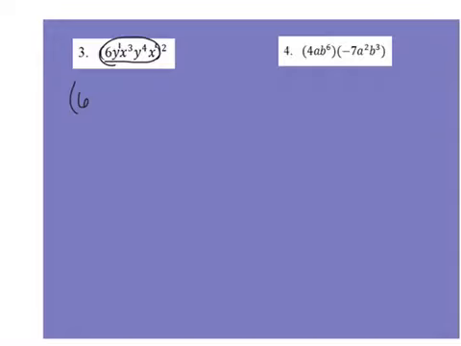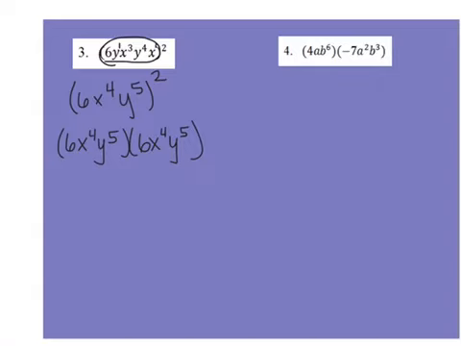I have x to the 4th because I have a 3 and a 1, and then y to the 5th because I have a 1 and a 4. Now I still have all of this squared. So I like to say, well, if I have that squared, that means I have 2 of those things. So I have 6x to the 4th y to the 5th, times 6x to the 4th y to the 5th.